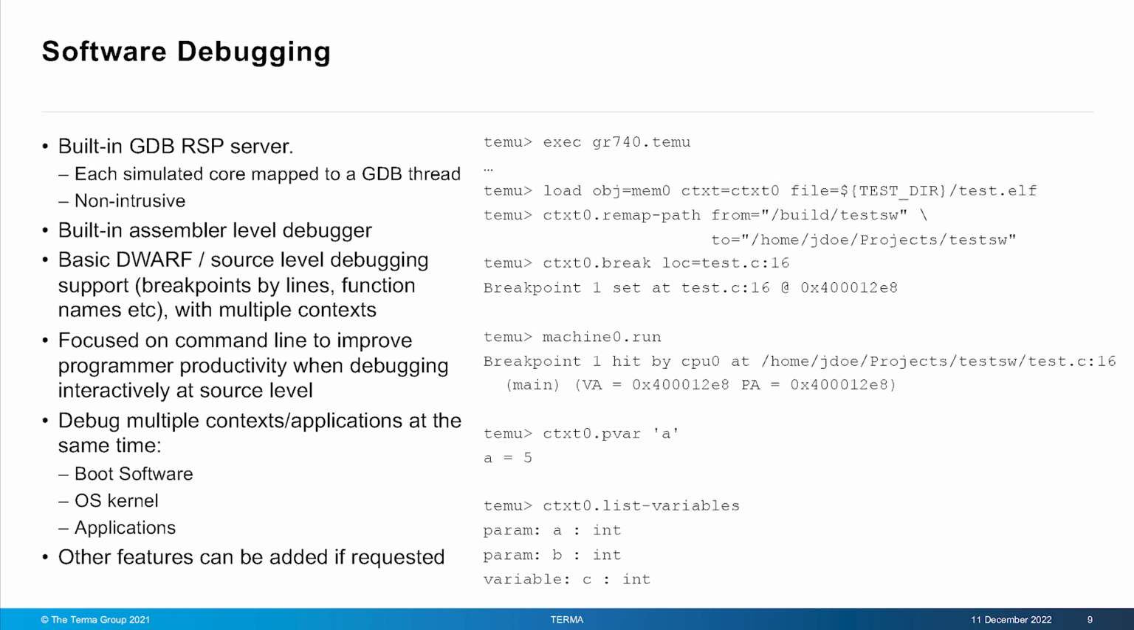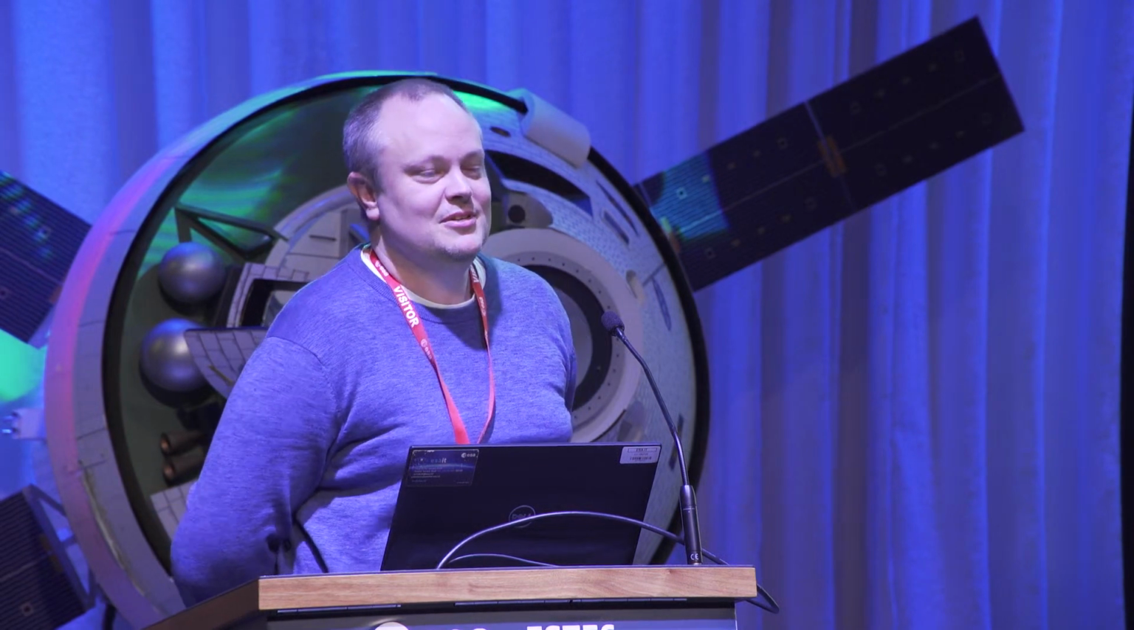To the right, you see how to instantiate GR740. We just run the GR740 script. Then we load into the memory from a file. Remap paths is a feature, so we can say that certain prefixes are remapped internally if you're looking at source code, because you took your flight software image from your CI/CD system, but you installed it in your home directory somewhere. Then we need to find the source code there, so that's possible. And then you can just set the breakpoints in the specific context.